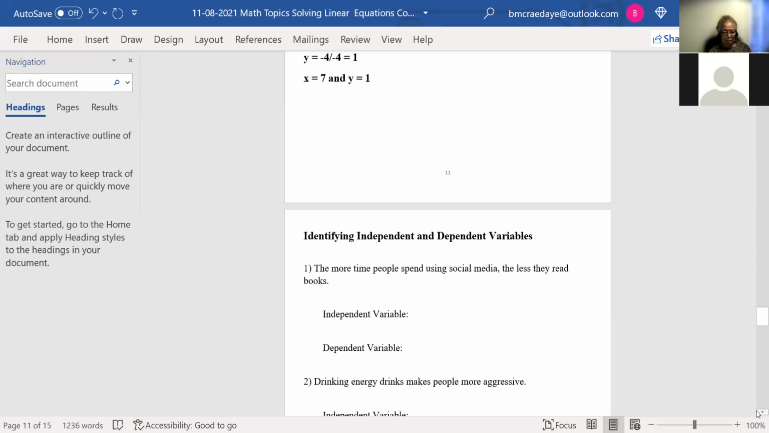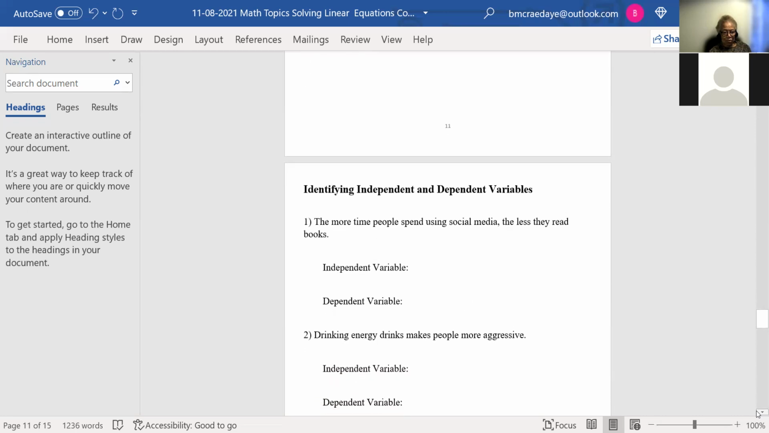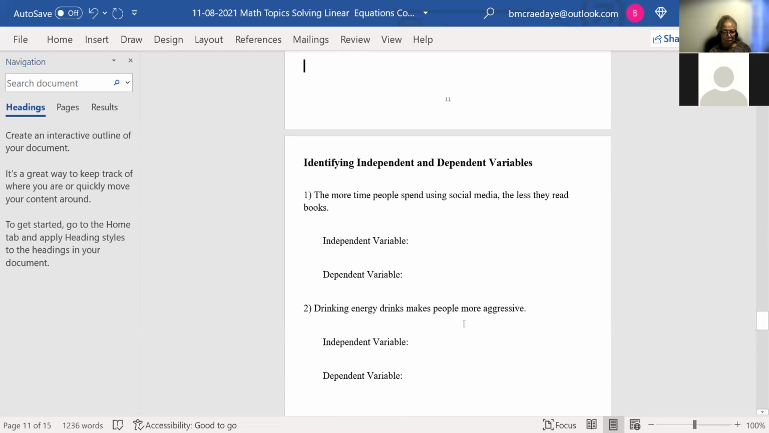Very good. Now, let's take this one. Drinking energy drinks makes people more aggressive. Which one is dependent? Which one is independent?